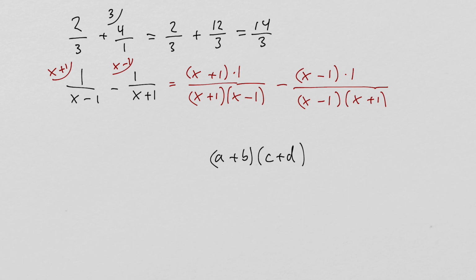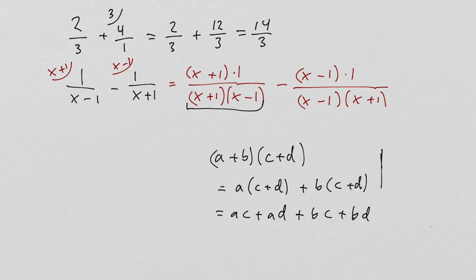How to work with these denominators? We can use the distributive law once and a second time. So we see that with A we have to multiply both of the numbers C and D, and with B we have to multiply both of the numbers. And in total we'll get 4 terms.